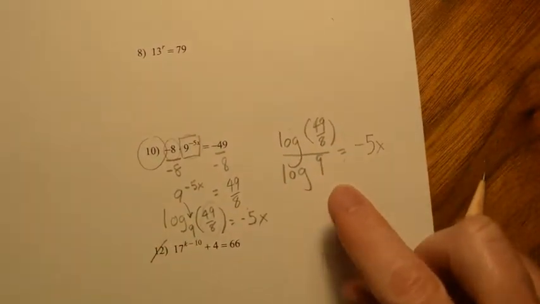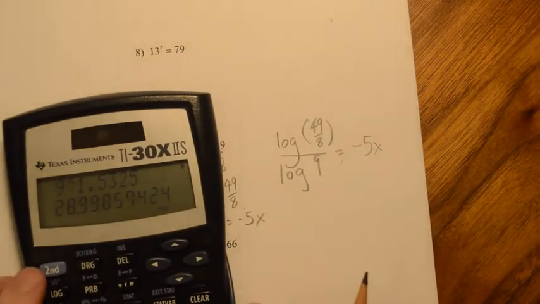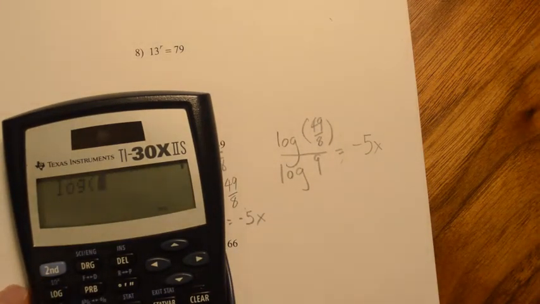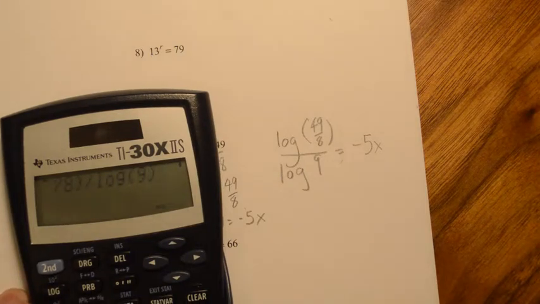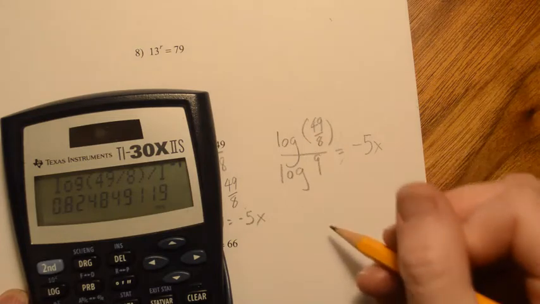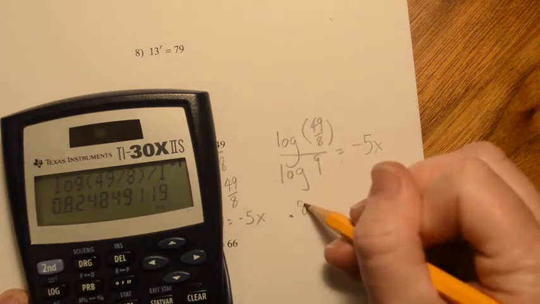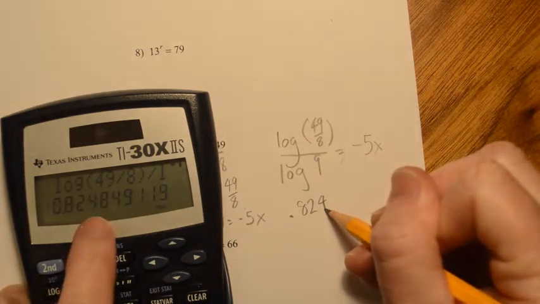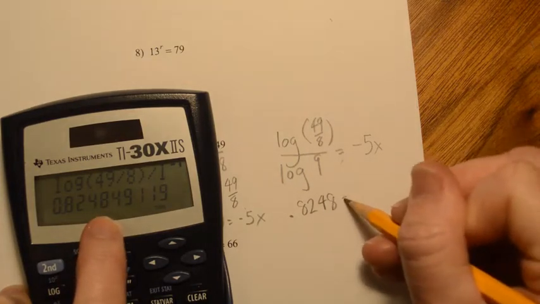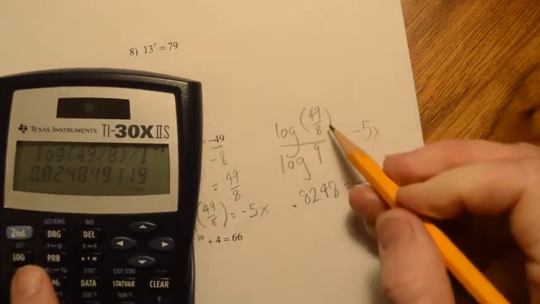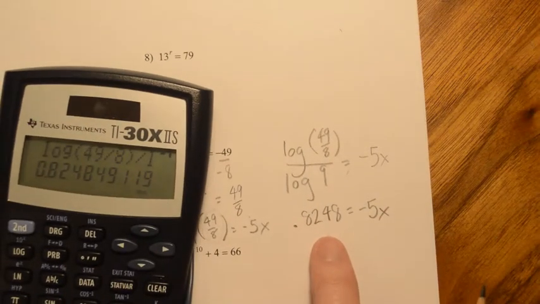All right, so let's do that on the calculator. So log of 49/8 divided by log of 9. And I get 0.8248 equals negative 5x. So again, our approximation that this is going to be less than 1 is accurate. Now we just have to solve by dividing by negative 5.